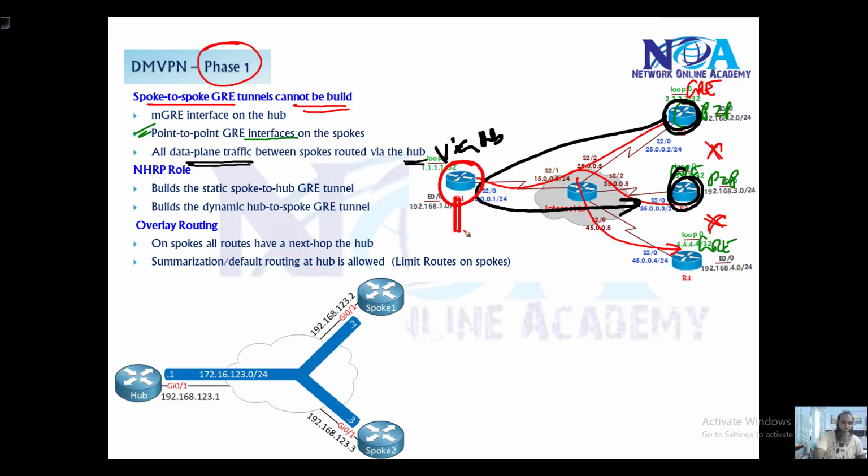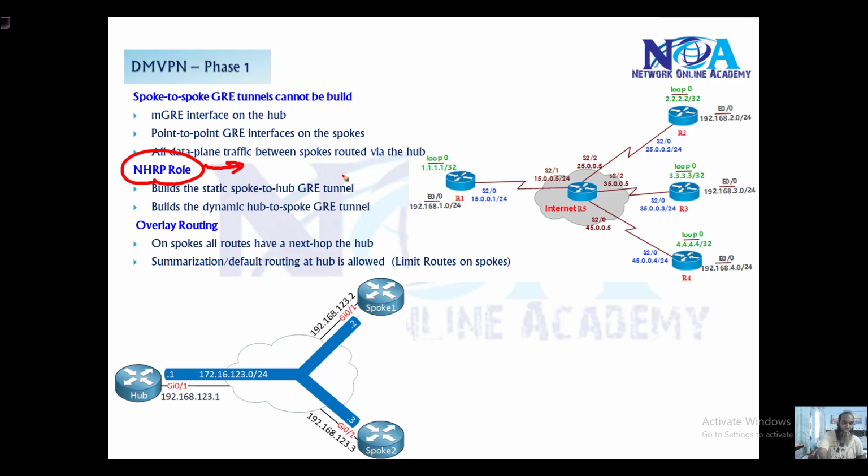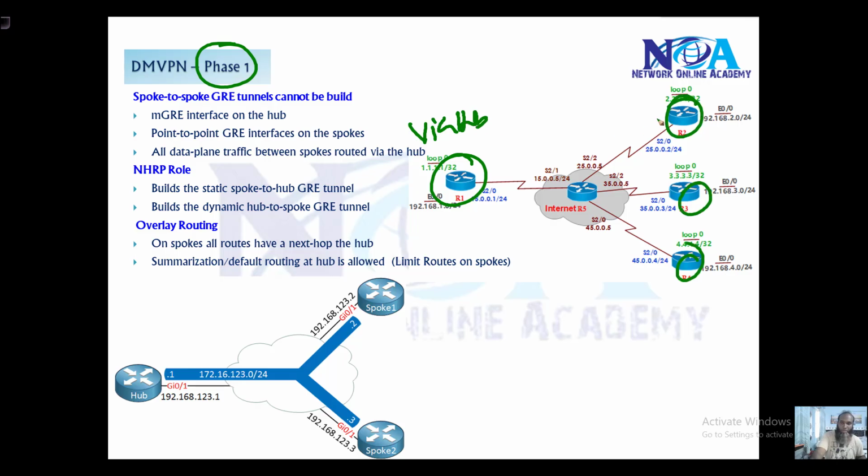So if you want to make it mandatory that all the traffic should go via the hub, we go with phase 1. The role of NHRP is still the same. NHRP is responsible for dynamically building the tunnels or dynamically identifying the peers. So it will allow you to have hub to spoke tunnels as well as spoke to hub tunnels, but there are no spoke to spoke tunnels established here. From the routing point of view, all the traffic goes via the hub, as already explained. One of the advantages with phase 1 is that, as all the traffic is going via the hub, for all the spokes the next hop will be the hub router, that is router 1.